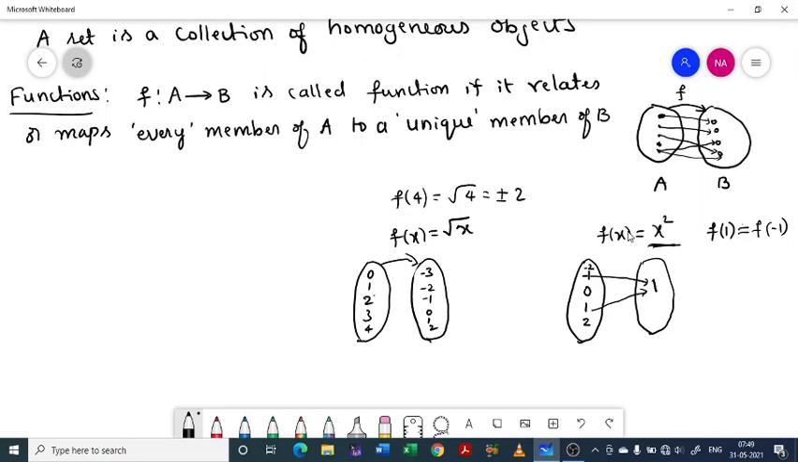So 4 under this mapping is mapped to -2, and also it is mapped to +2. So the same element is going to map to -2 and +2. So it is getting two images. This is not acceptable. A single member of A cannot be mapped to two members, but n numbers of A can be mapped to a single number.